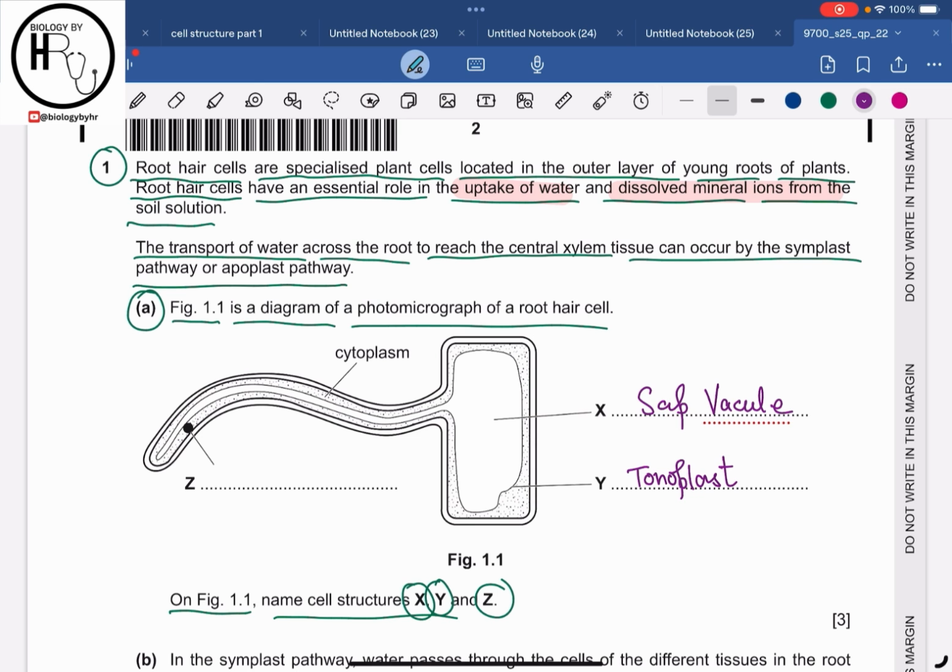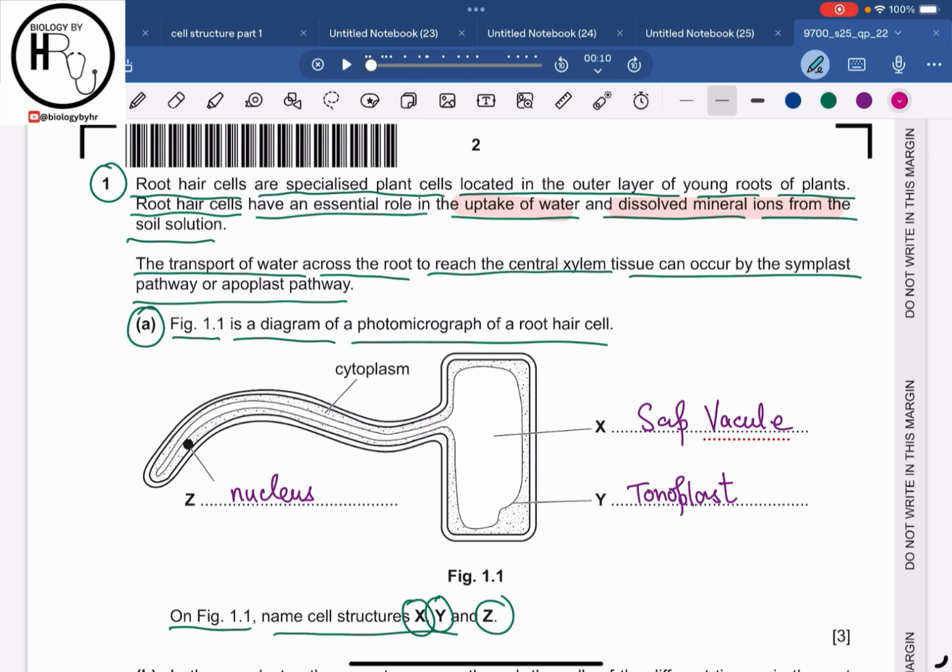And then what is this over here? The Z must be a nucleus over here, because we know that the nucleus is also found in the root hair cell. Usually the location of the nucleus as studied in the books is this, but because it is not here, then obviously it would be here, and it is the nucleus.